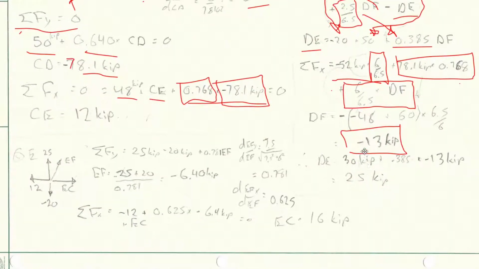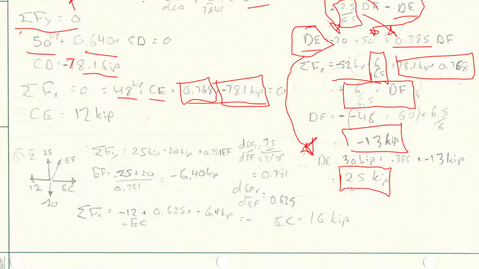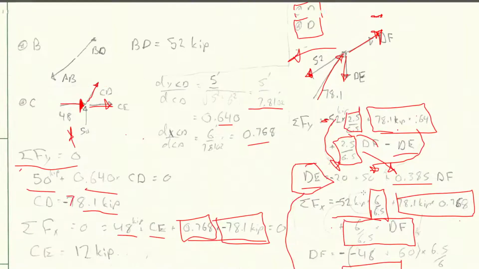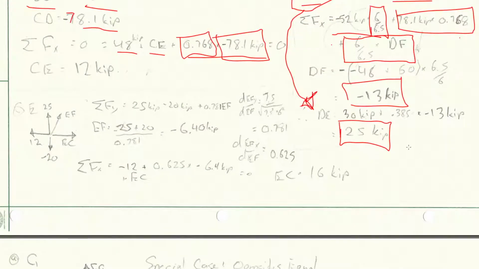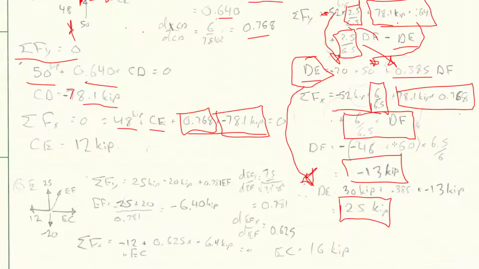And once we solve for DF, then we can go back to this equation here that we had, and we can use that to solve for our DE. So our DE ends up being 25 kips. So again, that's a positive value, so the initial assumption that it is in tension is valid. So DE is 25 kips in tension. DF is 13 kips in compression.